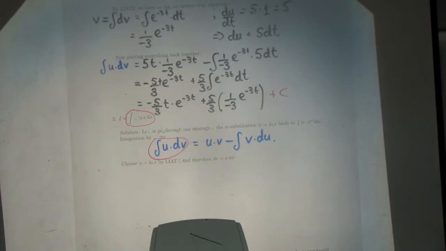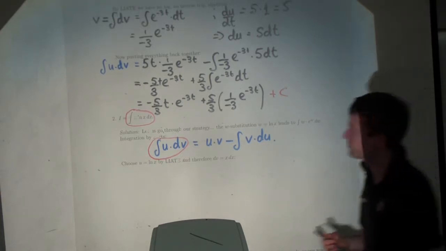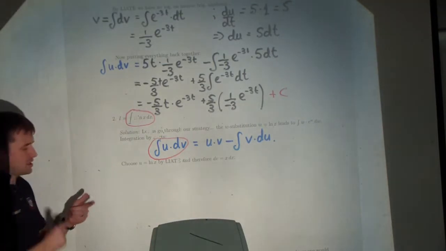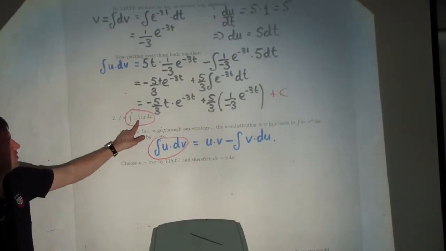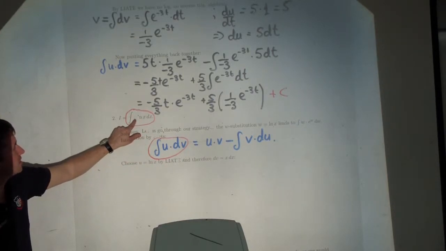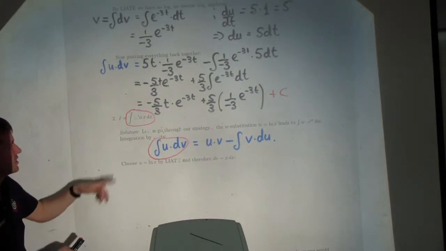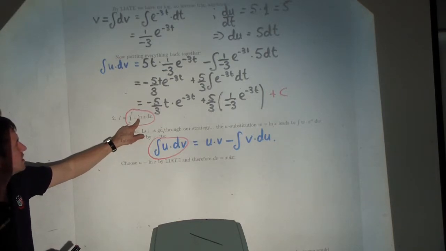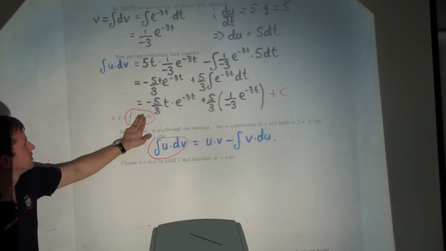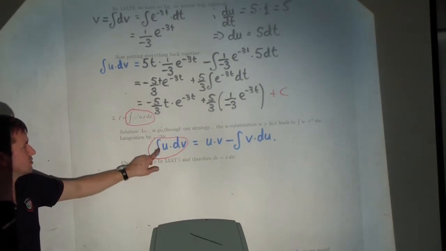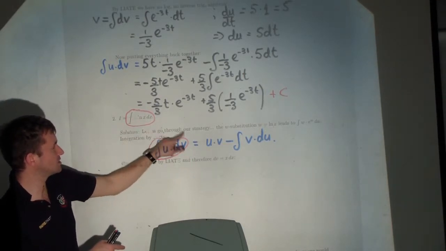Right. So the first thing you have to do is pick your u. So you go through the ILATE. L for logs. Is there any log in here? Yeah, log of x. So the u doesn't have to be the first thing, but the u is the first thing on the ILATE, so the u is log of x. What's left over? x dx. So everything left over is the dv, x dx.